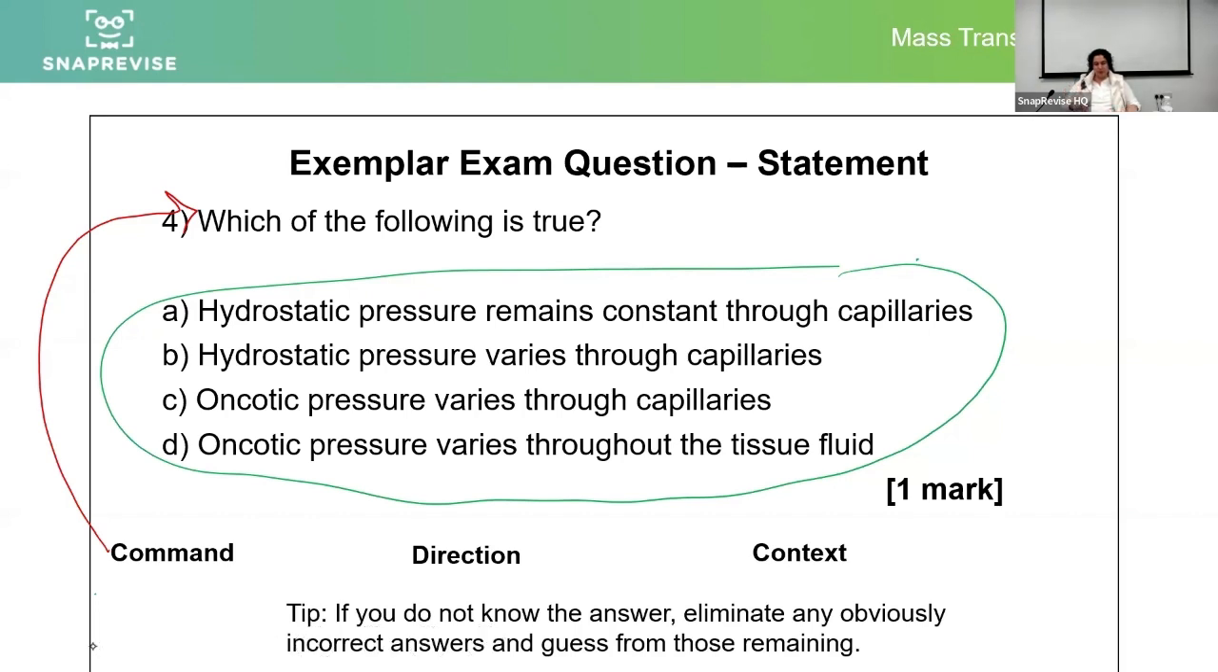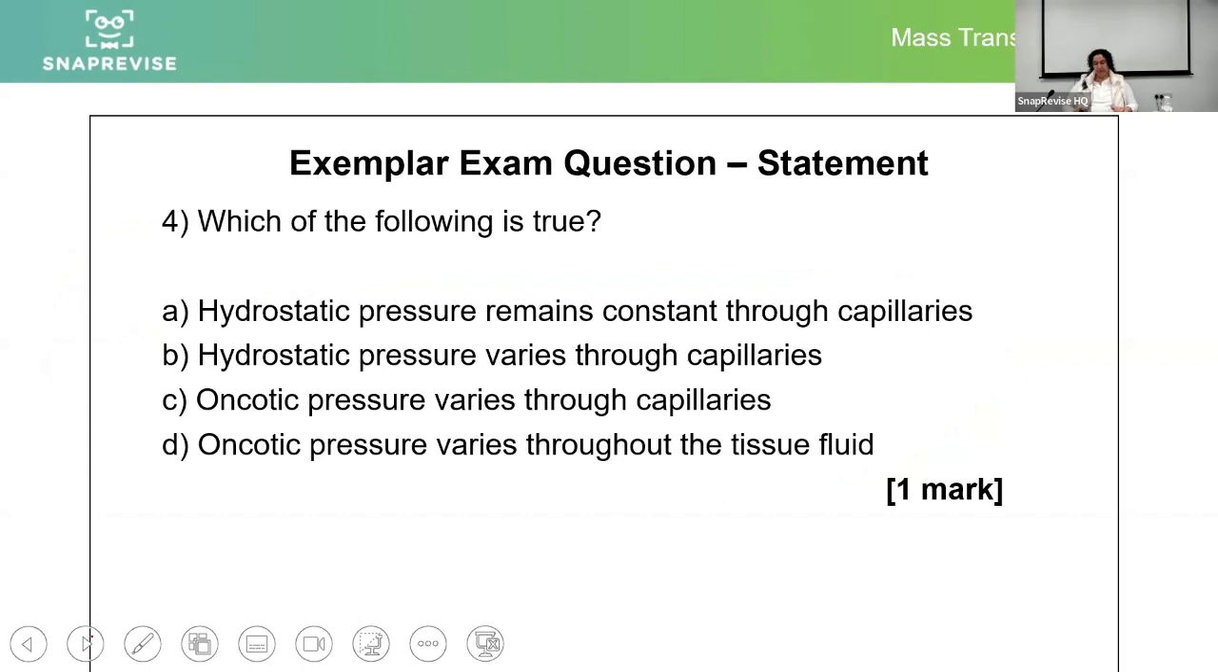So, as always with multiple choice questions, this tip here: if you don't know the answer exactly, you'll eliminate any obviously incorrect answers and guess from those remaining. That's pretty standard. I'm sure you've been told that before for multiple choice questions. So, just to solve your curiosity, the correct answer here is B, right? But let's see why.